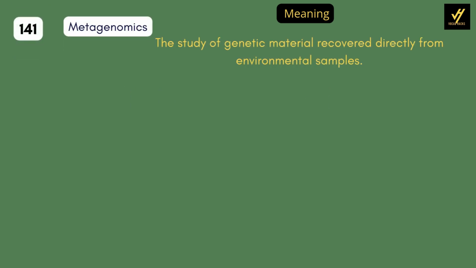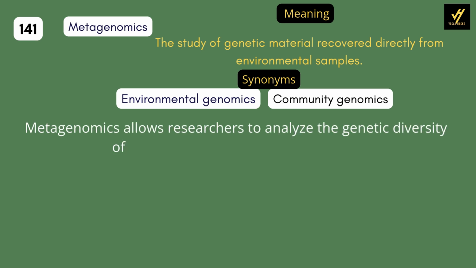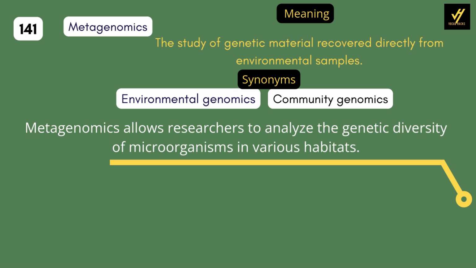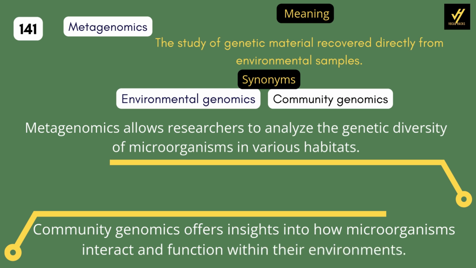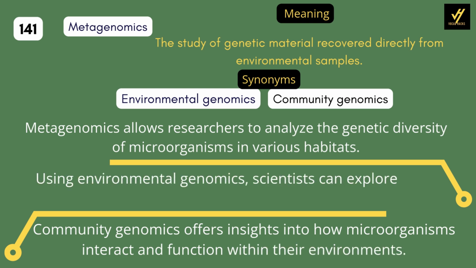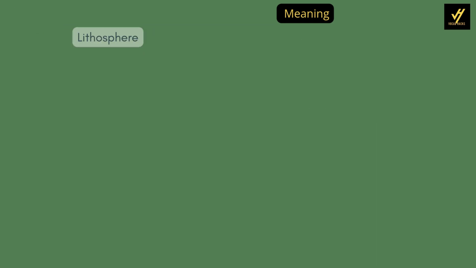Metagenomics, the study of genetic material recovered directly from environmental samples. Environmental genomics, community genomics. Metagenomics allows researchers to analyze the genetic diversity of microorganisms in various habitats. Using environmental genomics, scientists can explore microbial communities in oceans and soils. Community genomics offers insights into how microorganisms interact and function within their environments.